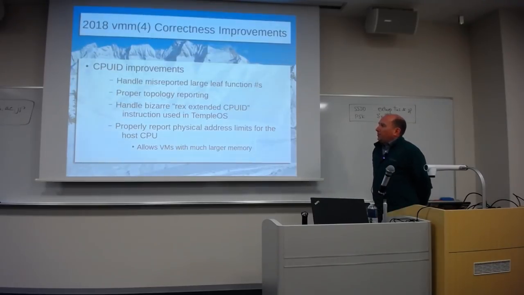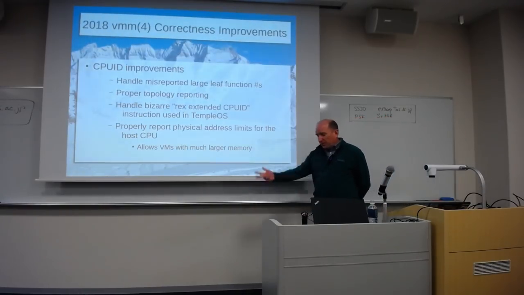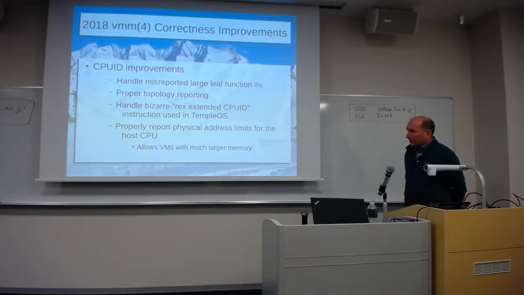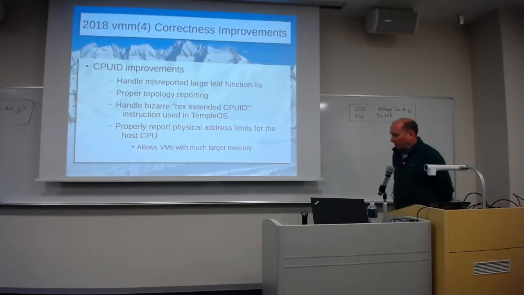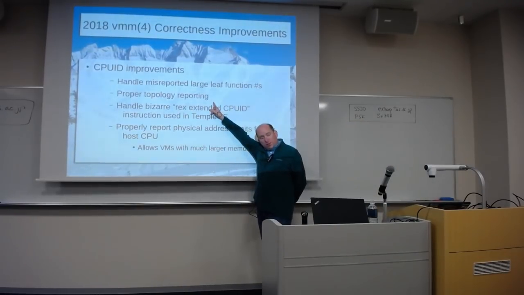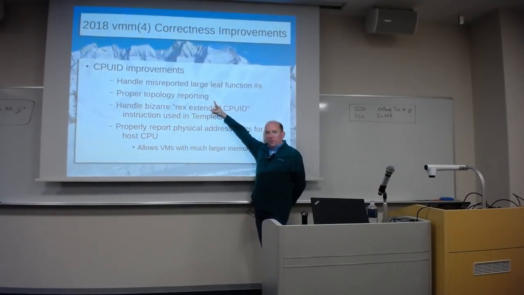CPU ID improvement, I mentioned before, we had a bunch of it wrong. We were misreporting large leaf function numbers, so basically if somebody passed in a request for CPU ID leaf function number 50 million, we would just report back some random garbage, which wasn't actually good. We now have proper topology reporting, so what this means is there's a CPU ID function you can request that says tell me how many packages and cores and hyperthreads I have, and we were reporting back whatever the host has.